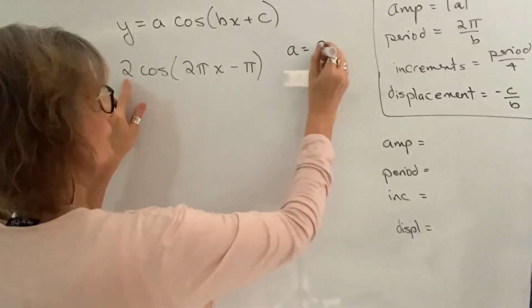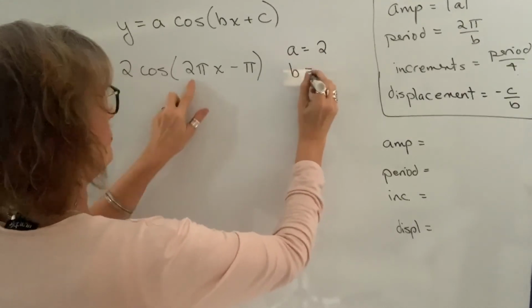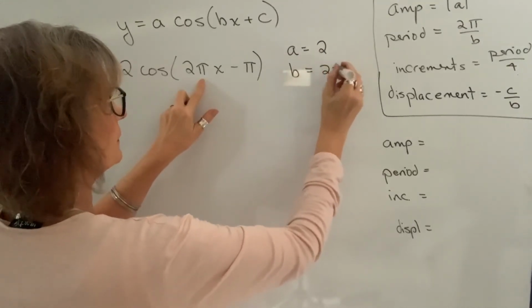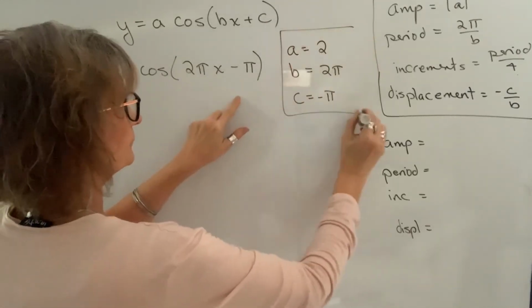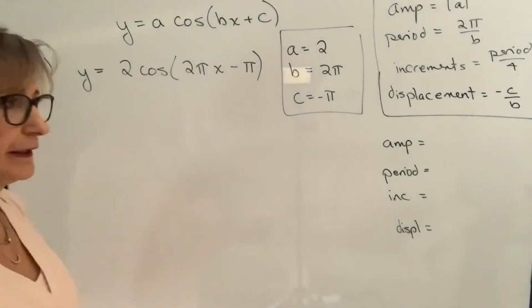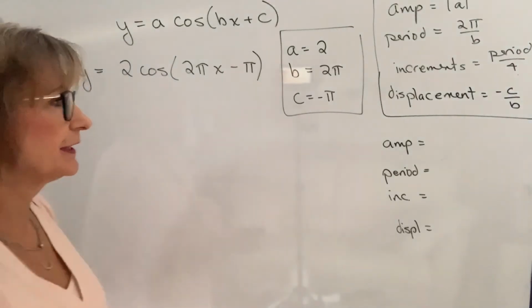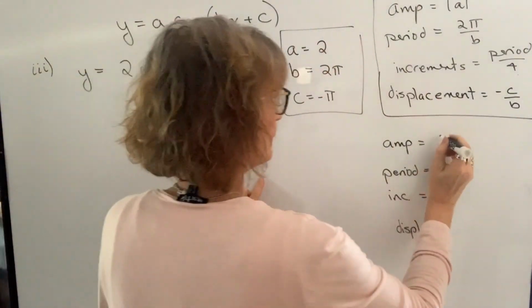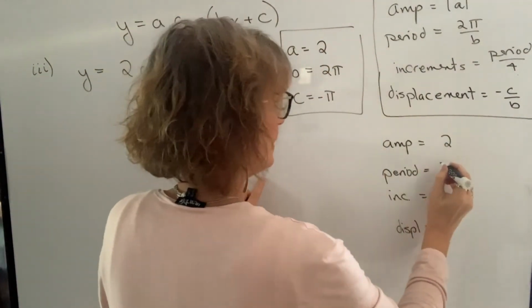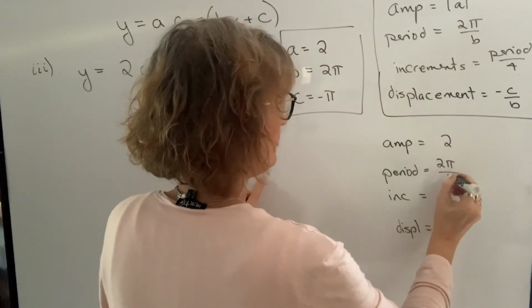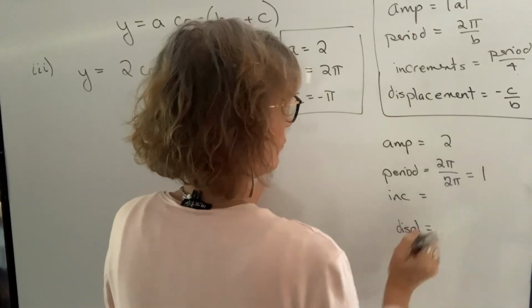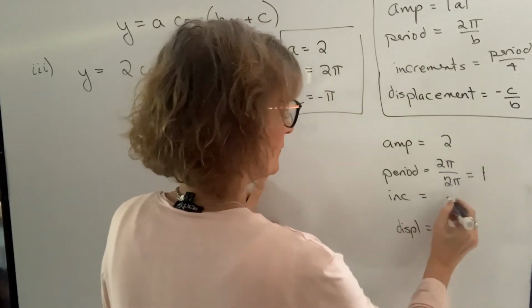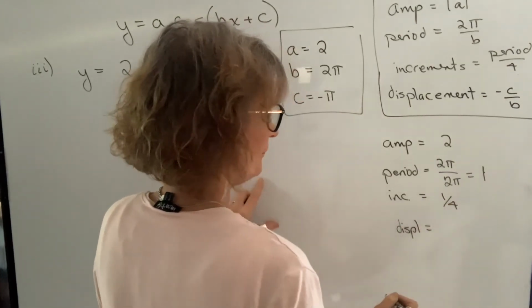A is 2, b is 2 pi, and c is negative pi. Now let's calculate these values. Amplitude is the absolute value of 2. The period is 2 pi divided by b, which is 2 pi, so that's 1. Increments are the period divided by 4, so 1/4.